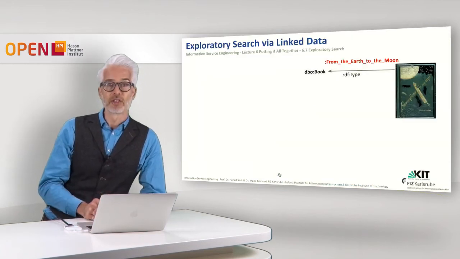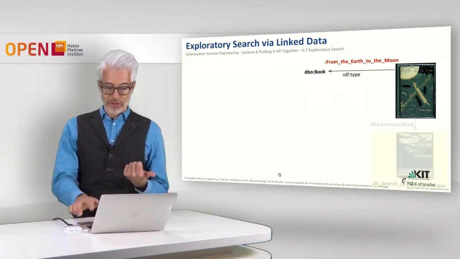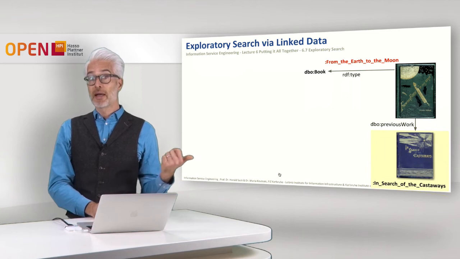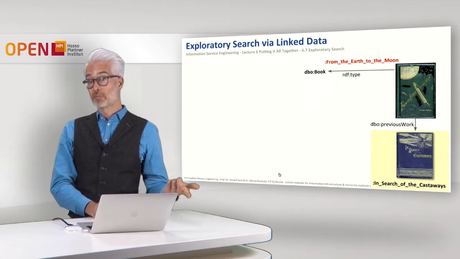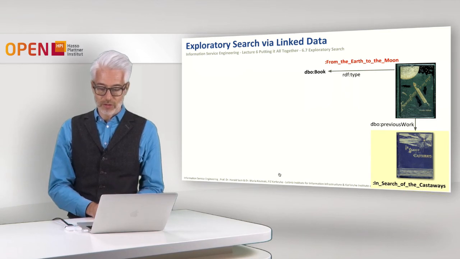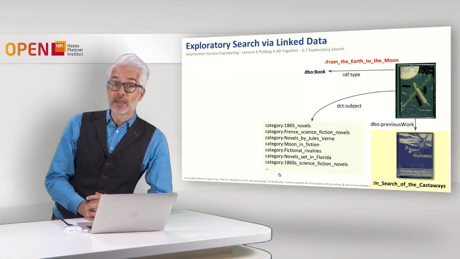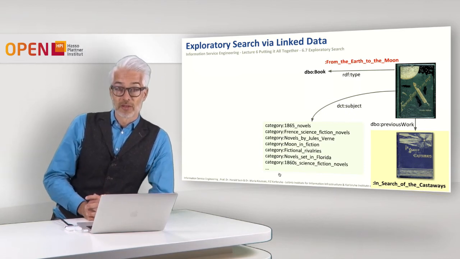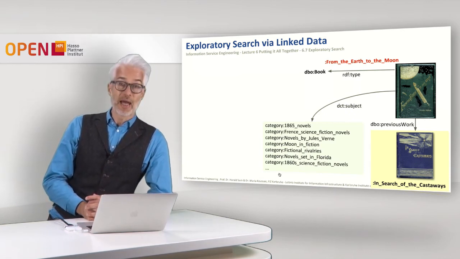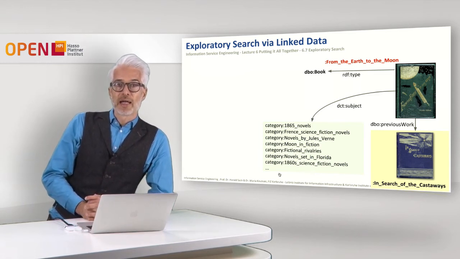What kind of information is hidden there? On the one hand we find out this is a book, of course. On the other hand, we also see that the author who has written the book has written a previous book. So this might already be of interest for us. Here it's In Search of the Castaways. What else? We see that the book belongs to several subjects or categories. So it's in the category of 1865 novels. It's a French science fiction novel, and so on and so on.